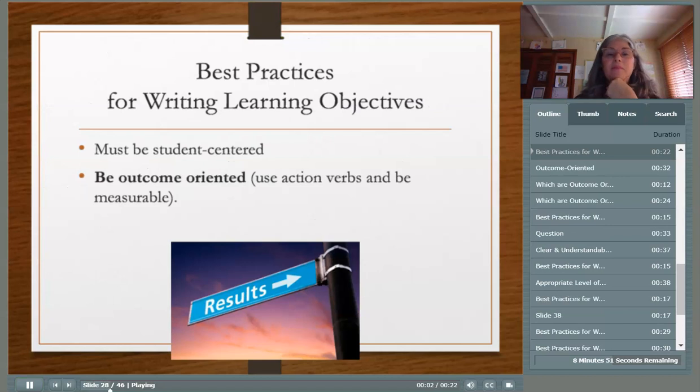The next of our best practices states that learning objectives should be outcome-oriented. That means it should be focused on what you want your student to be able to do or what you want them to know. It should be measurable. It should use action verbs. It should not focus on the process of learning, but the end result.